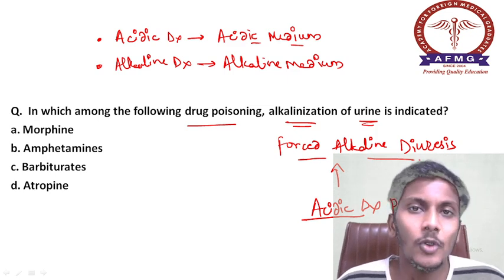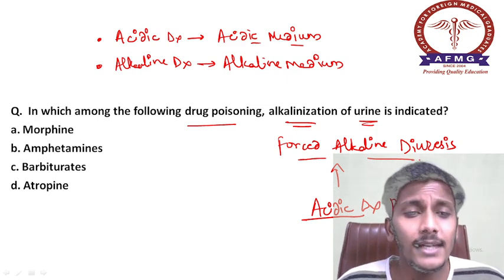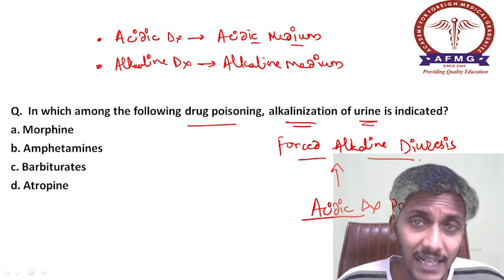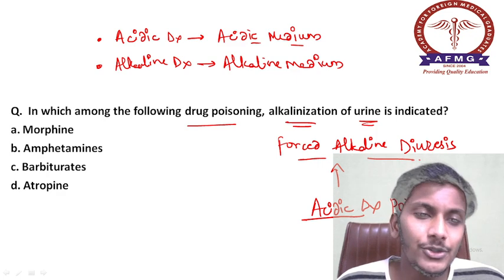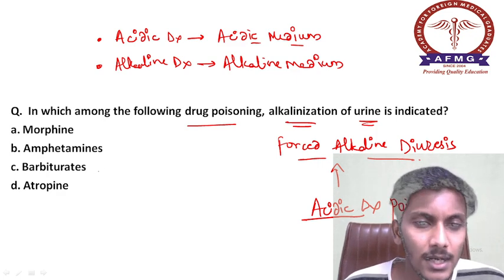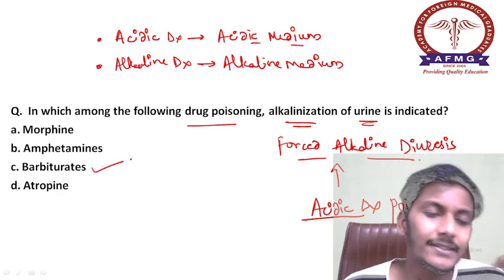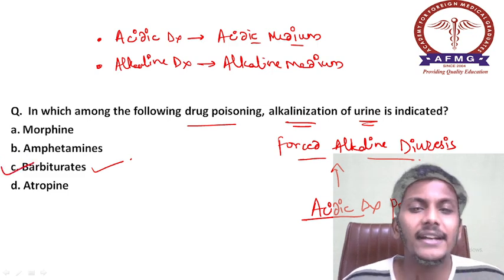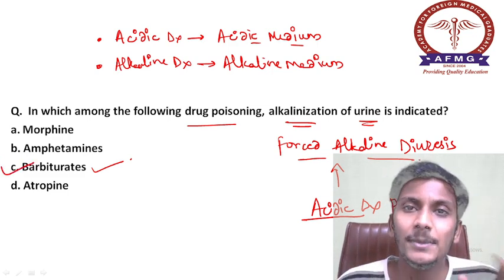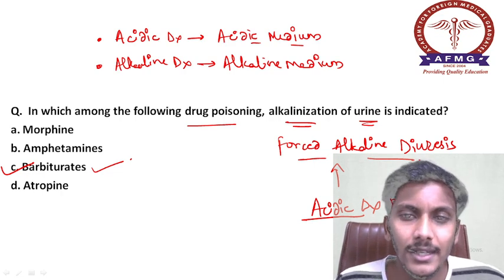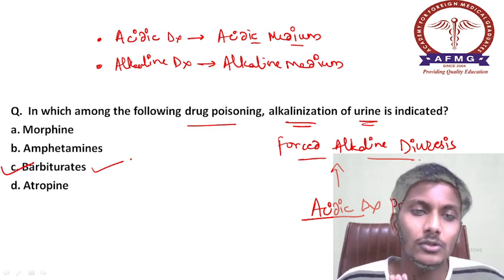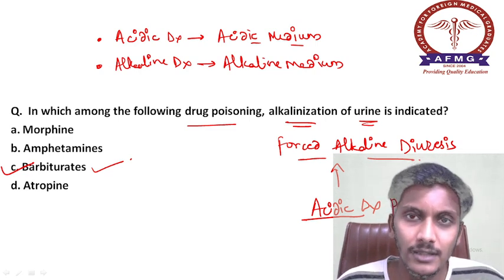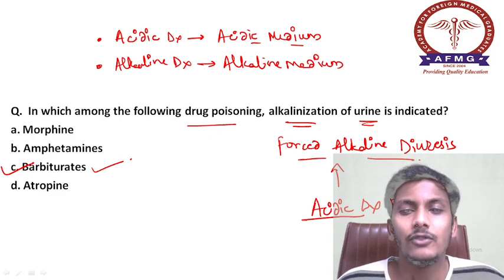Option A is morphine. I already told you it is an alkaline drug. Option B, amphetamines. Again, it is an alkaline drug. Option C, barbiturates. Yes. So please remember, barbiturates are acidic in nature. Therefore, option C is the right answer. That is, in cases of barbiturate toxicity or barbiturate poisoning, alkalinization of urine is indicated. Atropine is also an alkaline drug.